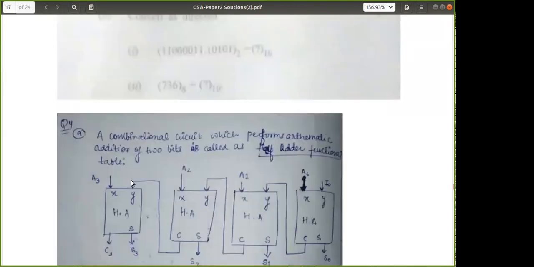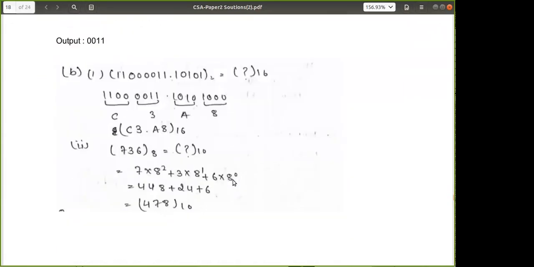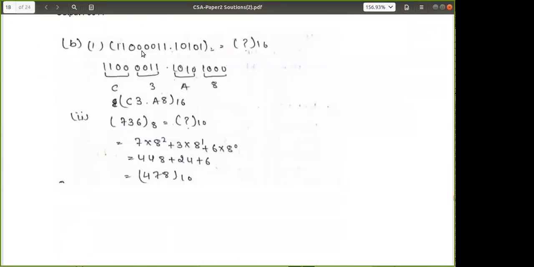Let's move to the next part. Convert as directed: we have to convert into a hexadecimal value, and 736 in base 8 to base 10. Let's see the answer. First we have to convert that binary number by grouping it into 4 bits, because we have to convert to base 16.